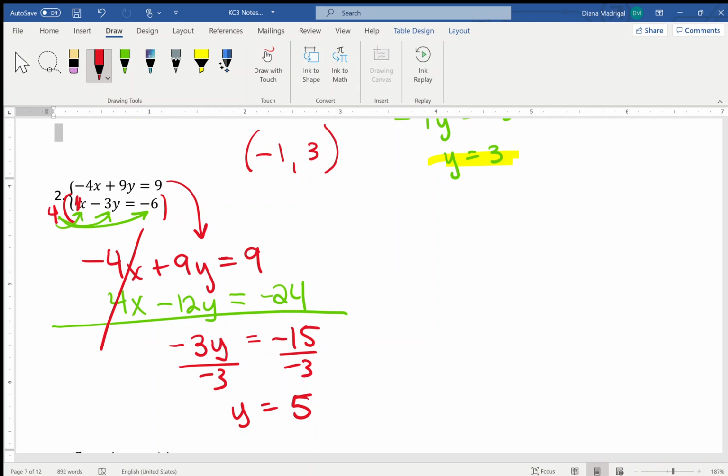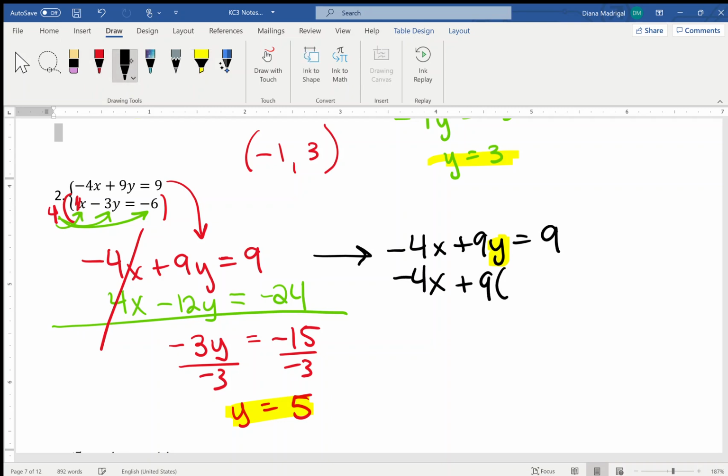Once again, we've been practicing over and over again. My answers have to be in a coordinate point, so I need to find x. How do I do that? Use one of the equations. I'm going to use this one on top. I have -4x plus 9y equals 9. I'm going to plug in what I know for y, and I know y equals 5, so I'm going to substitute it. So now I have -4x plus 9 times 5 equals 9.